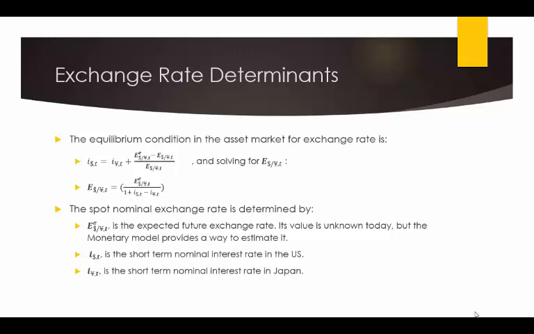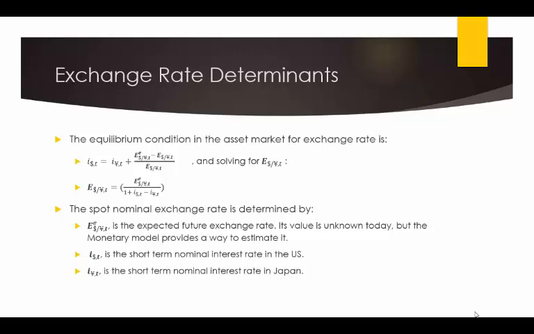Rearranging this, we have the spot exchange rate as equal to the future or expected exchange rate divided by an expression given by 1 plus the home interest rate minus the foreign interest rate. The bilateral spot exchange rate is thus determined by three key variables: the future or expected exchange rate and the current nominal interest rates in both countries.